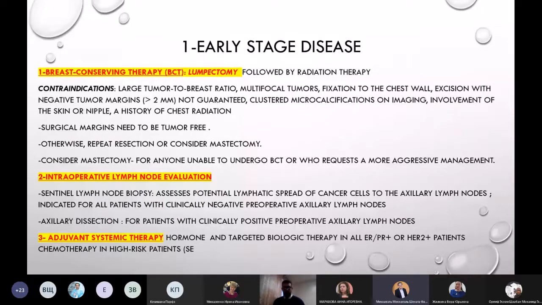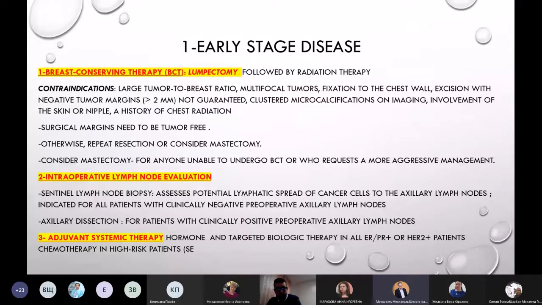In early stages of the disease, we can use breast conserving therapy, so lumpectomy followed by radiation therapy. If an intraoperative lymph node is seen, we must do evaluation by sentinel lymph node biopsy and also axillary dissection.